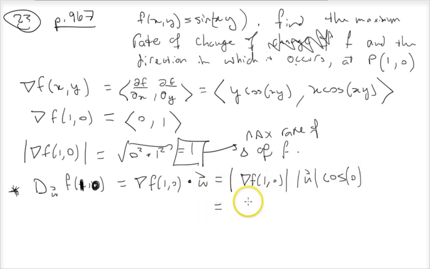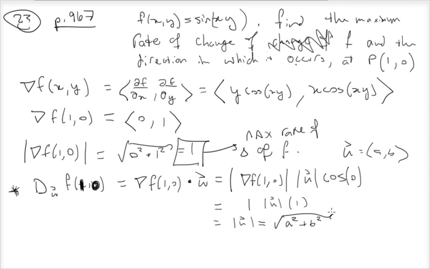So the magnitude of the gradient is 1. We don't know the magnitude of vector u. And then cosine of 0 is also 1. So the directional derivative, the magnitude of that is going to be equal to just the magnitude of the unit vector, which, it being a unit vector, is presumably going to be 1. But in any case, we can express this unit vector, if we consider u to have components a, b, as the square root of a squared plus b squared. And then we know that it has to be equal to 1 because it's a unit vector.